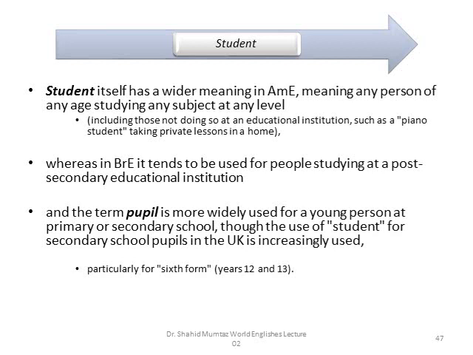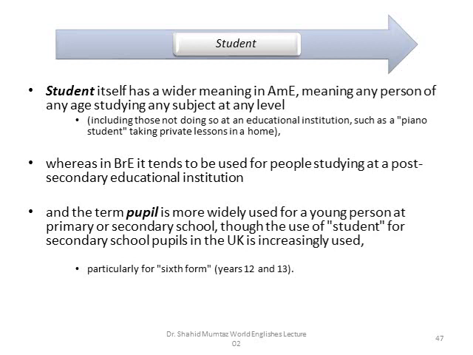So anybody who is not studying a subject at any formal level and is just doing tuition or learning something informally may also be considered a student, like the example here. Whereas in British English it tends to be used for people studying at a post-secondary educational institution. So it's a very limited meaning here, you see.